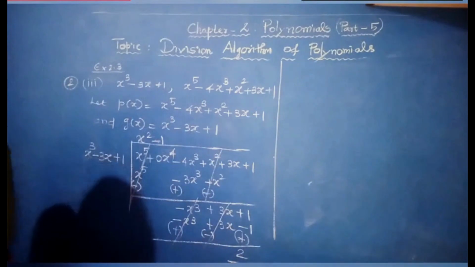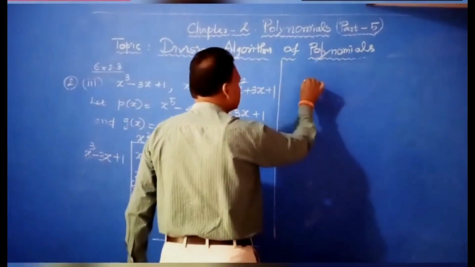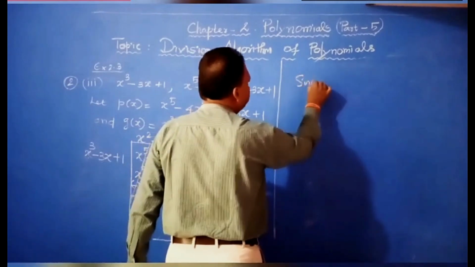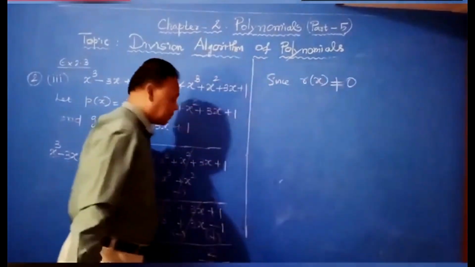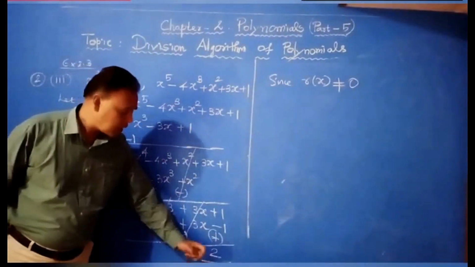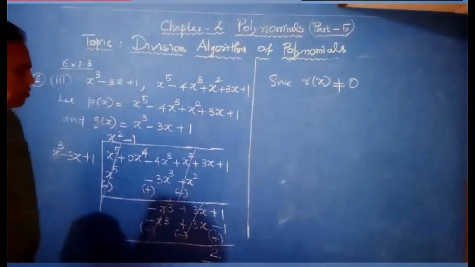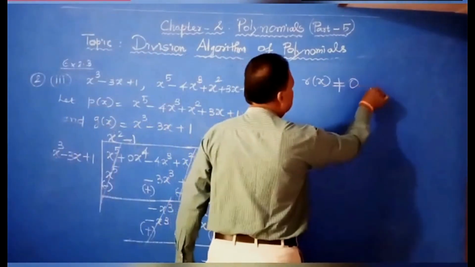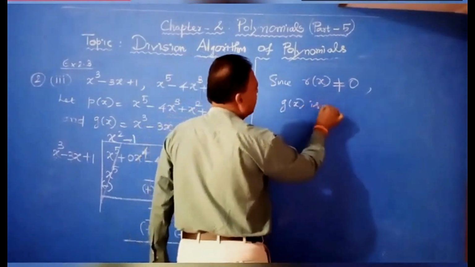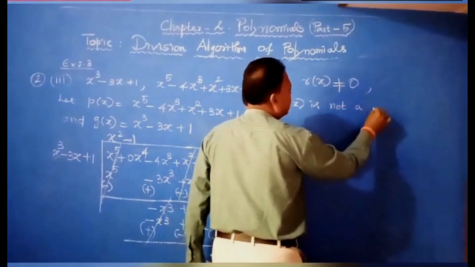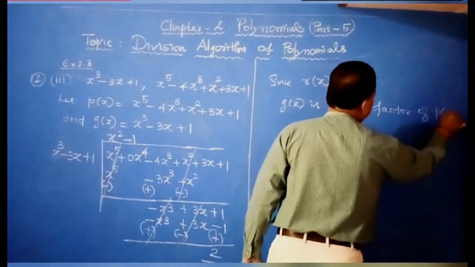Plus 1, 2. Now since 2 is not 0, the remainder r of x is not equal to 0. 2 is not equal to 0. That is, r of x is not equal to 0. Remainder is not equal to 0. Then g of x is not a factor of p of x.